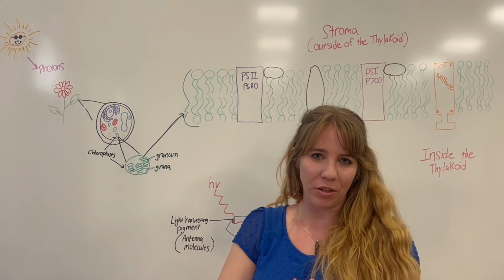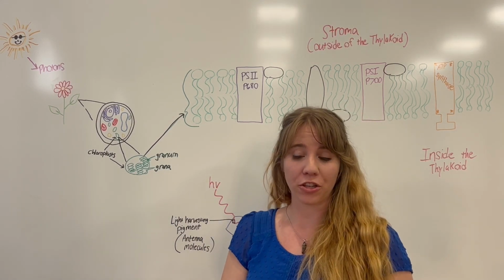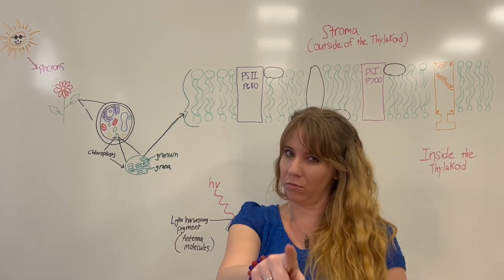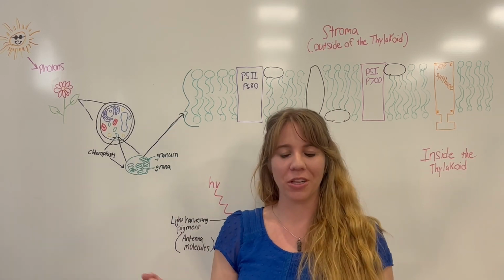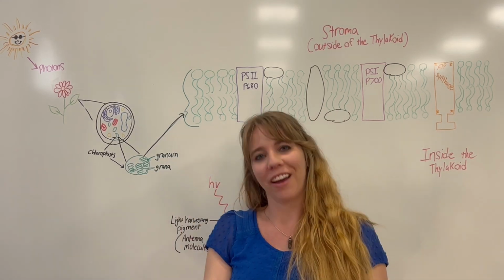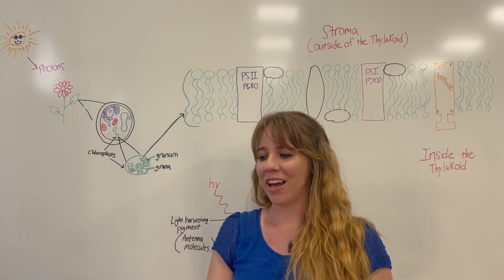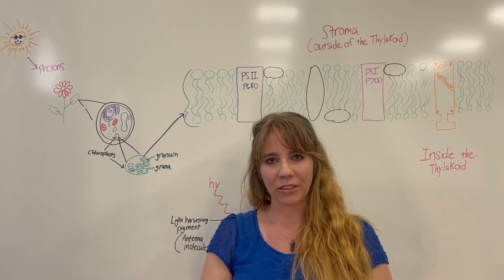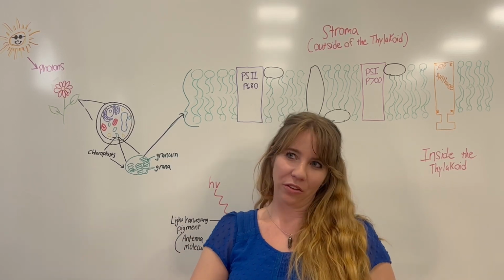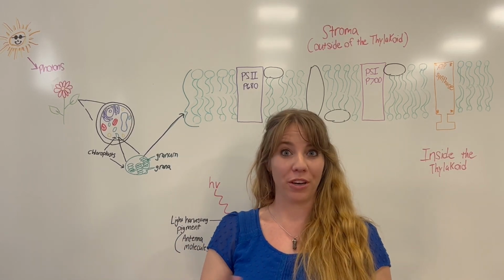We're gonna start off with light dependent reactions, photosystem 1, well 2 and 1, because we have to start off with photosystem 2 and then go into photosystem 1. We're gonna hit the Calvin cycle, C4, C3, CAM, and then photorespiration.